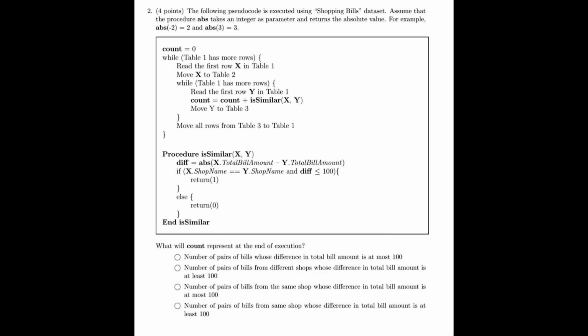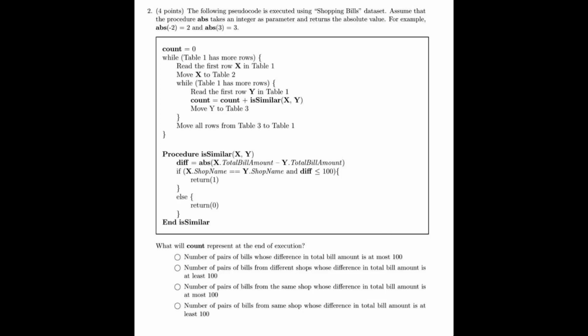Okay, we can see that in the update statement of the variable count they have written count equals count plus is_similar(x, y). Here x stands for the first row we have read from table 1 and y stands for the second row of table 1 which they have shifted in the next step to table 3.